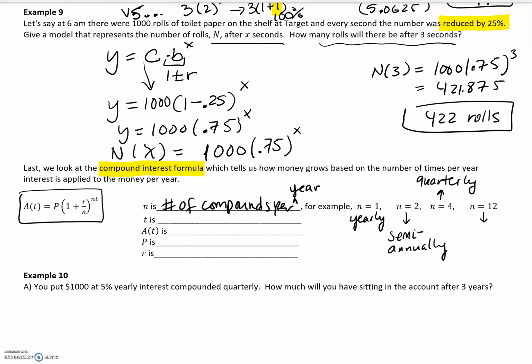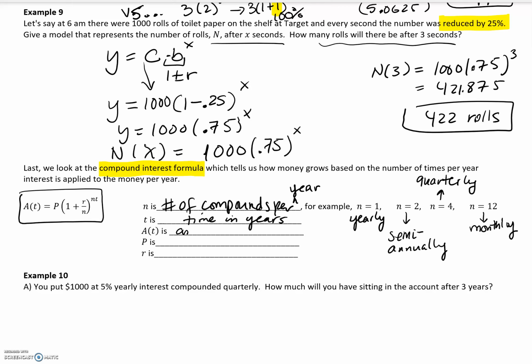And if n is equal to 12, interest is being applied to your account monthly, and that's how your money grows. At the end of every month, there's a little bit of interest added to it. You get that new total, and then the next month it grows a little bit more by that interest being applied to it. t is time in years.